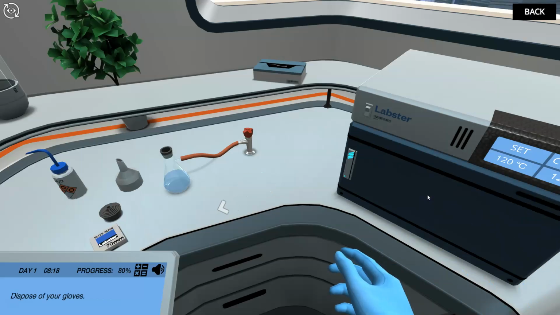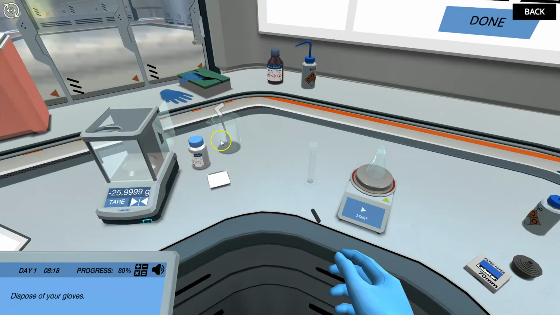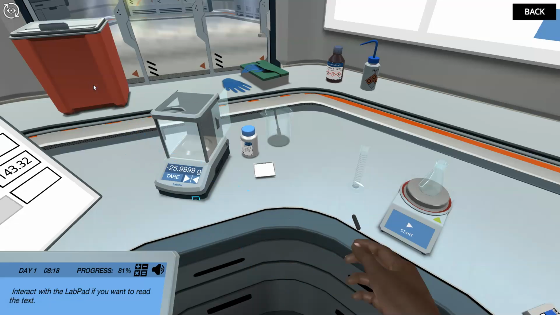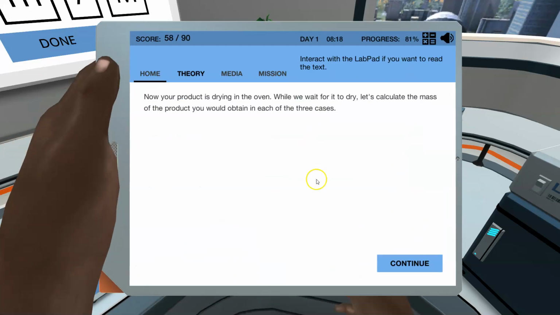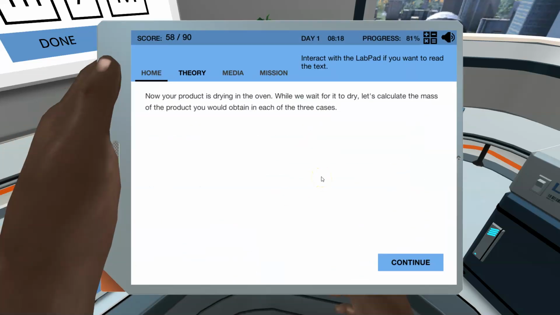Dispose of your gloves. Now your product is drying in the oven. While we wait for it to dry, let's calculate the mass of the product you would obtain in each of the 3 cases.